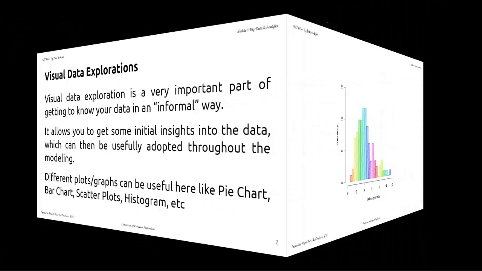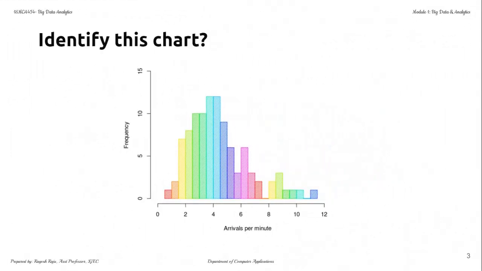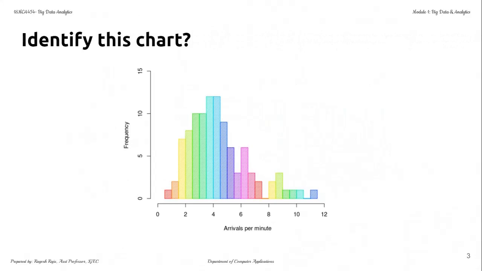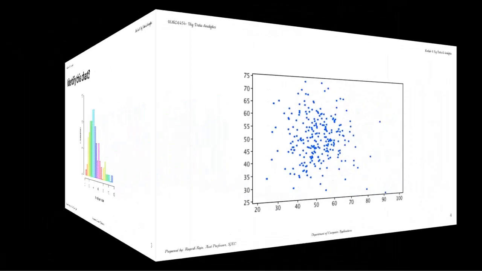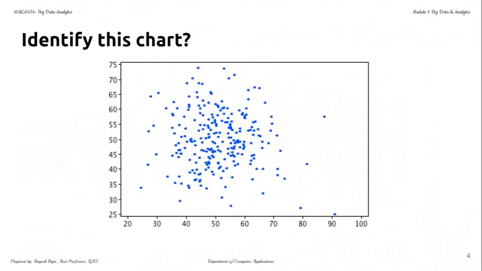So we'll just see or identify what this particular chart is. You don't have to go in detail or interpret the data in this, you just have to name what type of chart it is. So whether it is a pie chart, a column chart, bar chart, histogram, scatter plot, in that particular way. So identify this particular chart, what type of chart it is or what type of graph it is.